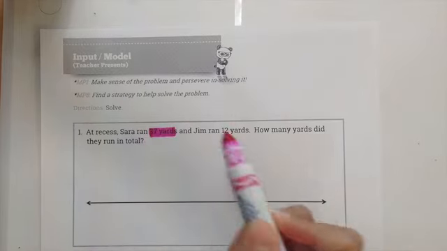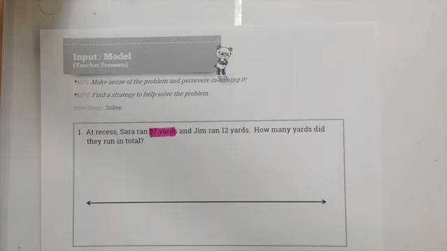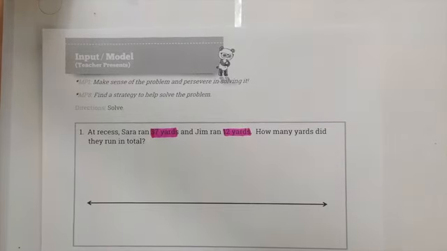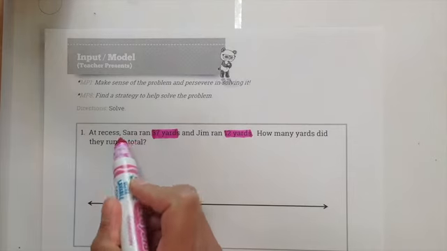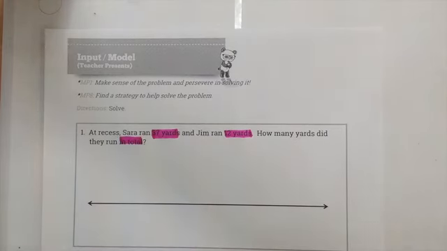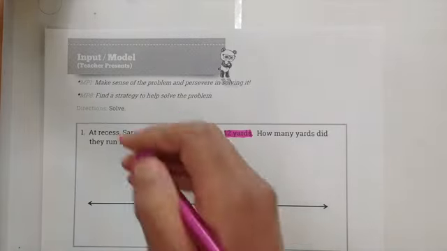So I'm highlighting 37 yards because that's how many yards Sarah ran. I'm highlighting 12 yards because that's how many yards Jim ran. And then it asks, how many yards did they run in total? And that phrase, in total, gives me a clue that we're talking about addition.